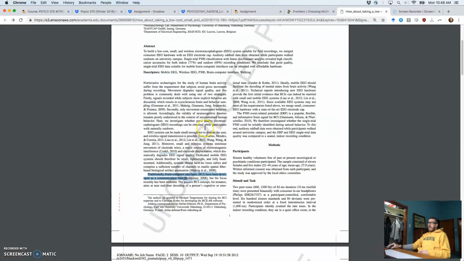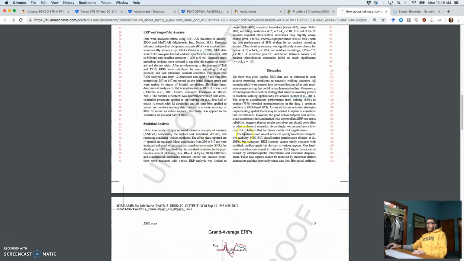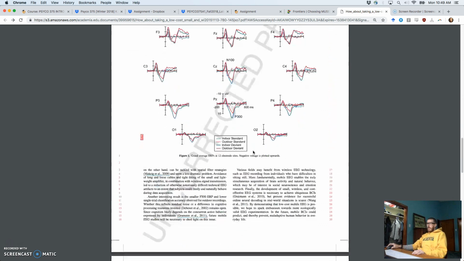"Communication tool, BCI." So this paragraph is about BCIs. And this first paragraph, "Non-invasive technologies for the study of human brain activity suffer from the requirement that subjects avoid gross movement," puts forward the problem. So we should be able to summarize in a sentence what each paragraph says when we read a paper like this. Same for the discussion, where we might ask, what is this paragraph about?